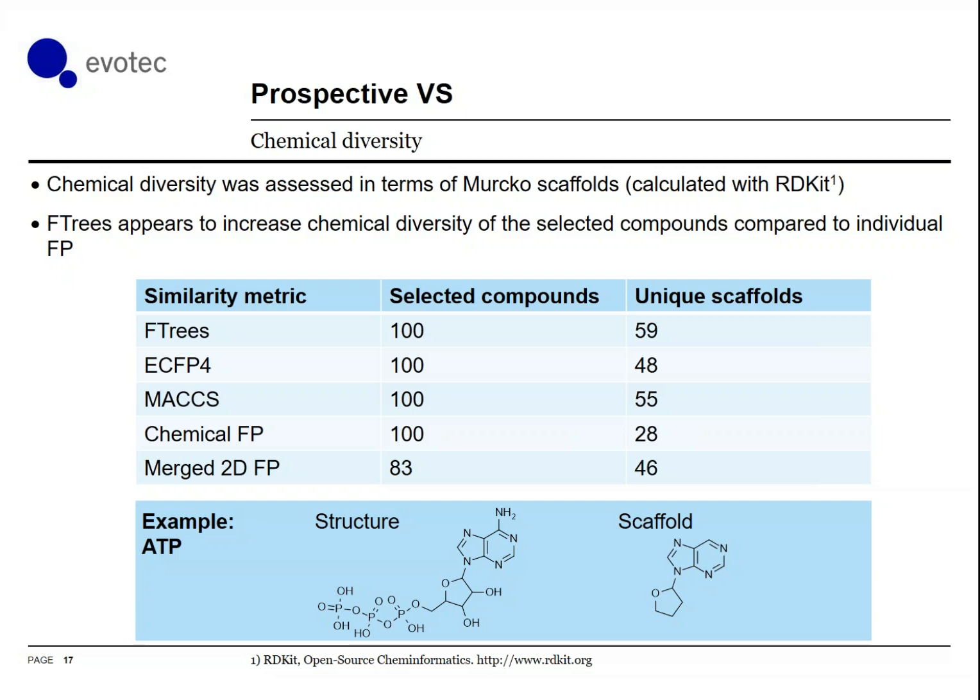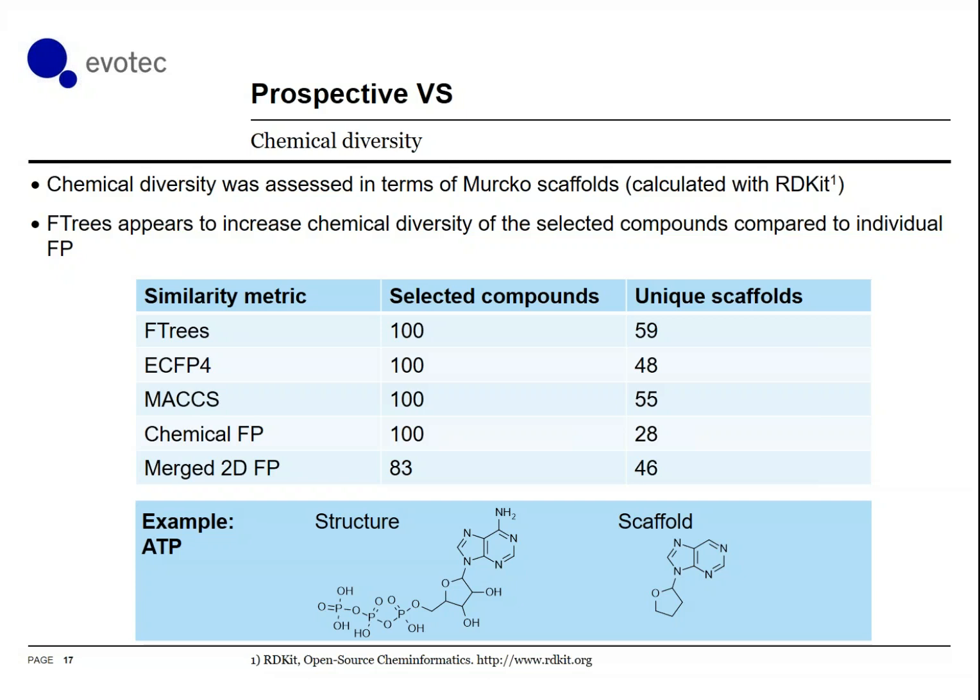So in this case, for FTrees, I have 59 unique scaffolds, and interestingly, this was the highest value that I have obtained compared to the individual 2D fingerprints. So I went back to take the top 100 for each ranking obtained with the individual 2D fingerprints, so ECFP4, MACCS, and chemical fingerprints, and you can see in the table the number of unique scaffolds, for which FTrees is the highest.